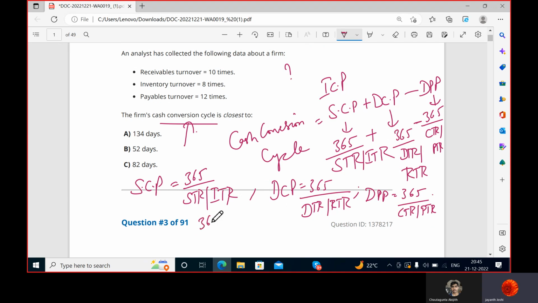So 365 by what is the inventory turnover ratio? 8, correct? Plus 365 by what is the receivable turnover ratio? 10. Plus 365 by what is the creditor turnover ratio or payable turnover ratio? 12. Sorry, minus. So now you have to solve this. Tell me the answer first. We'll go ahead.